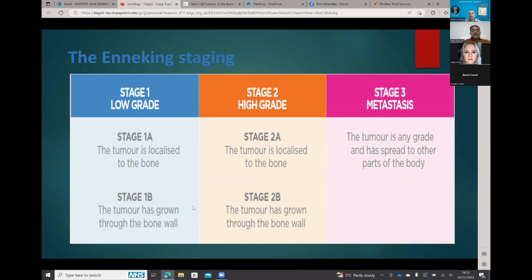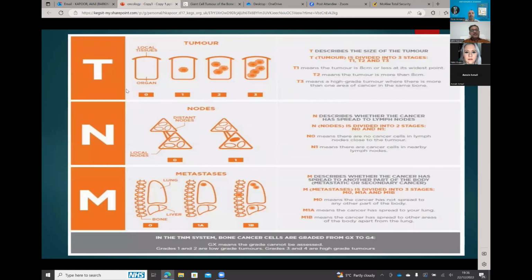You can see there are three major categories: stage 1, stage 2, and 3. So stage 1 are low grade, low stage. Stage 3 is when this cancer has metastasized. This is another staging system, which is the TNM staging, which is also used for visceral cancers and can be used for bone cancers as well. Again, I'm not going to go into too much depth of this. I'm sure the clinicians would have come across this staging in various other cancer specialties.